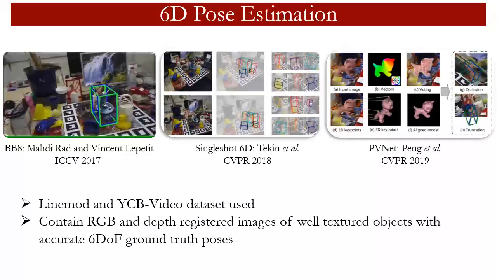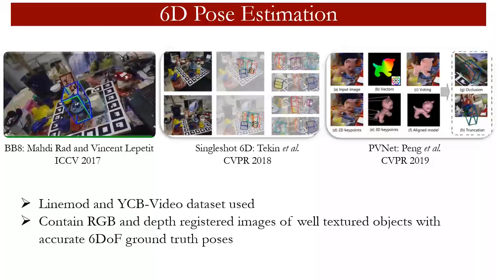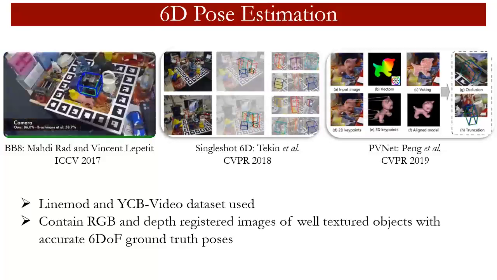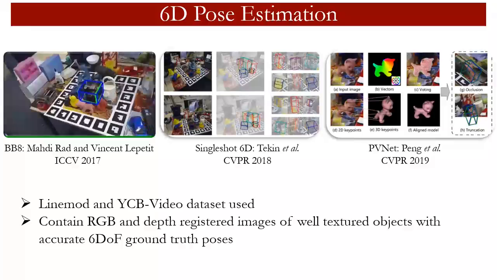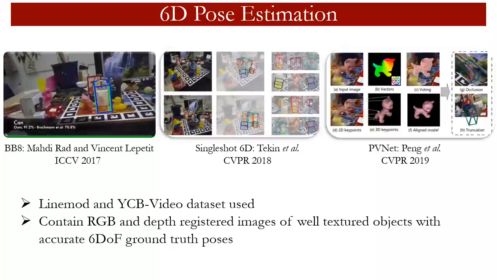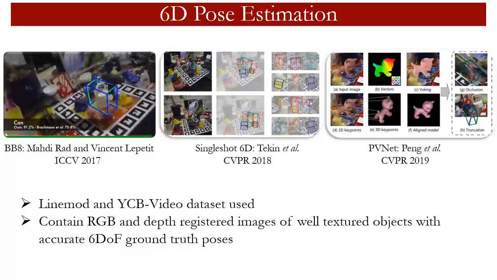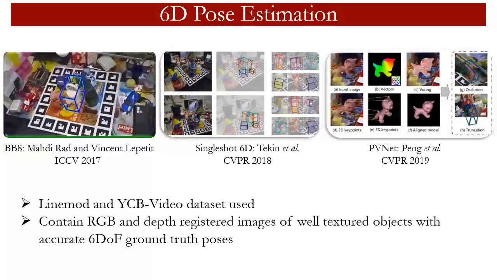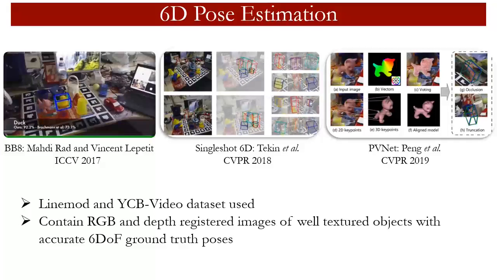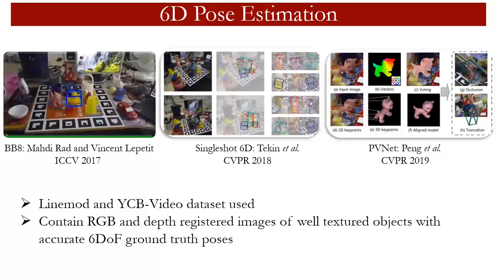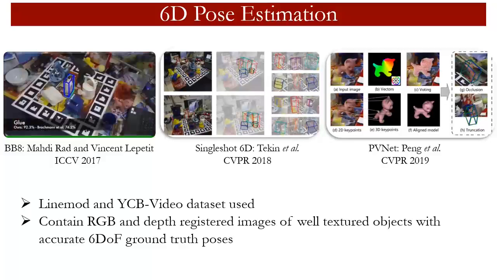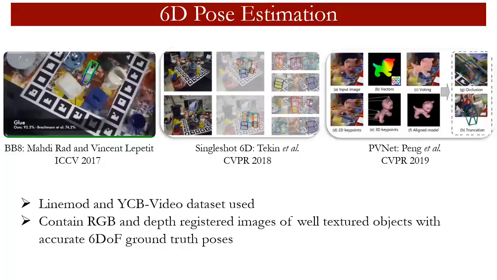Most current approaches predict 2D projections of 3D keypoints on an image and then obtain pose via perspective-n-point, that is the PnP algorithm. In BB8, Rad and Lepetit classify the range of a pose at runtime before estimating it. Tekin et al. proposed a YOLO version 2 based high-speed neural network which achieves an inference speed of 50 frames per second on an NVIDIA Titan GPU. Peng et al. used a pixel-wise voting network to regress pixel-wise unit vectors pointing to the keypoints and use those vectors to vote for keypoint locations using RANSAC.